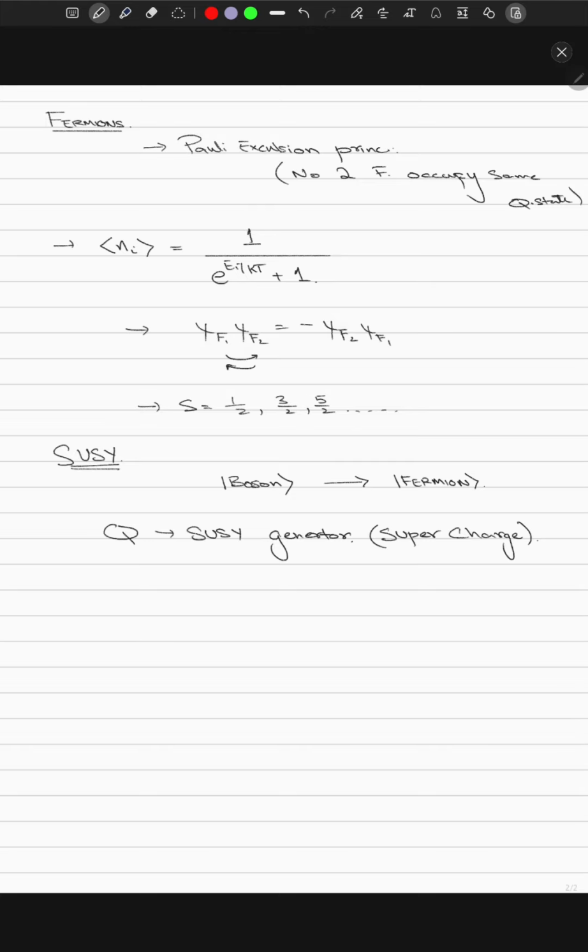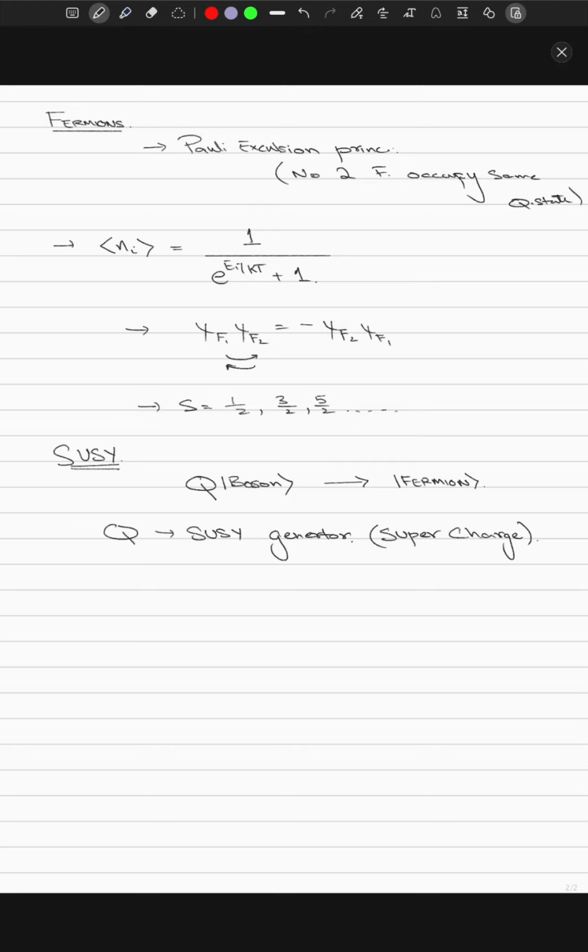And if I were to take this supercharge and act it on a bosonic state, it would take me to a fermionic state. Now note that the bosonic state has an integer spin, right? So in a bosonic state you could have, for example, spin 1, 2, 3. So it's an integer spin, and you're going to the fermionic state, which is a half integer spin.